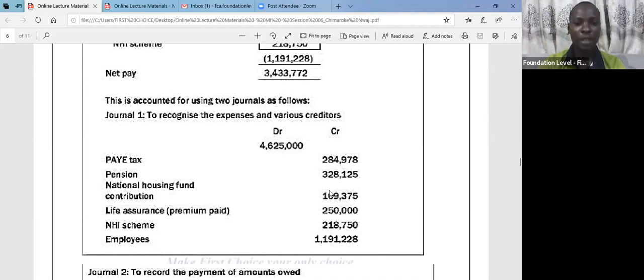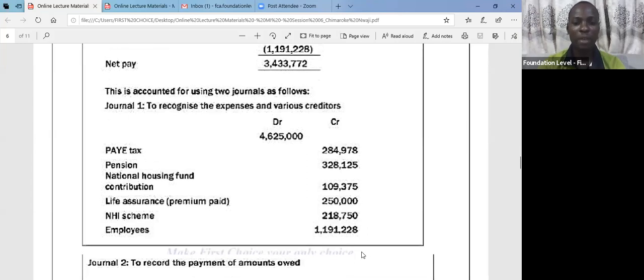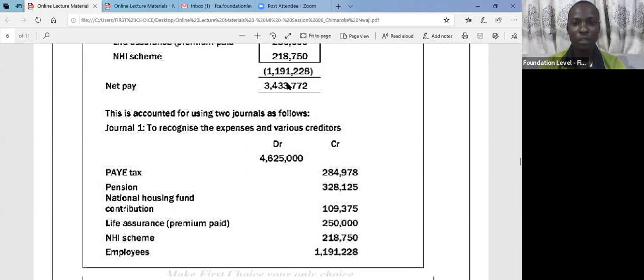The final one is supposed to be the net pay. I don't know how it came out like this. The final one is supposed to be this net pay here, not this figure, because all of these form this figure here. So this employees figure is supposed to be this net pay. In fact, it is the net pay that should be here.